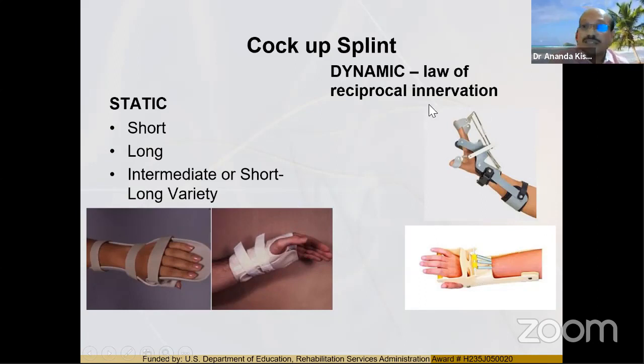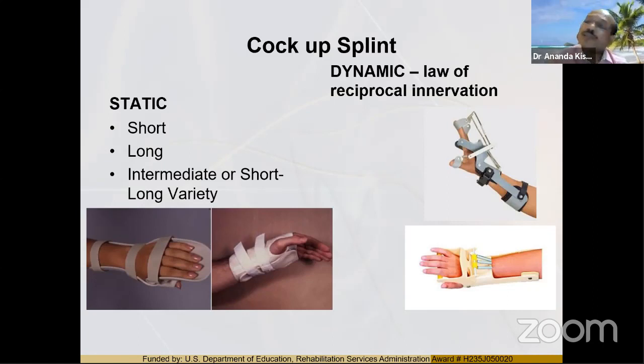But the best splint for radial palsy is the dynamic variety. How does it correct? Because there is a law of reciprocal innervation. That means once the agonist functions, the antagonist will relax. Unless the antagonist relaxes, the agonist cannot function.